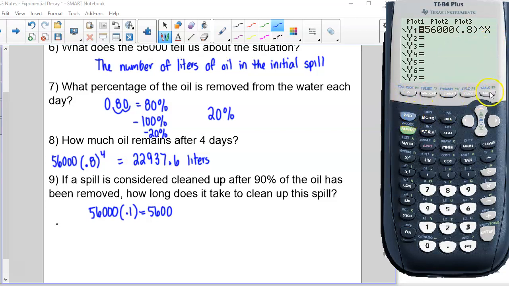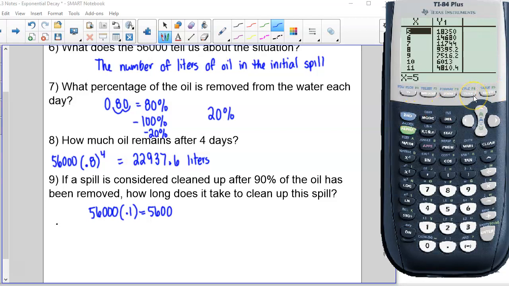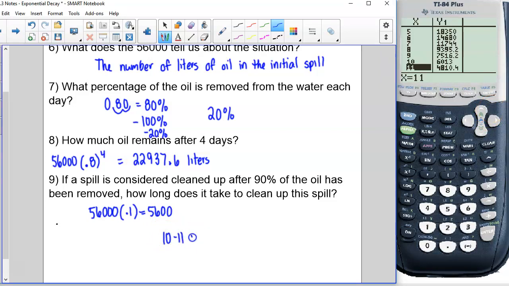Now we go to second graph, which is table. Okay? I want everybody to figure out when this is going to happen. 5,600. I think I see it here. Okay? So 10 to 11 days. So the workers would need to be there 10 to 11 days cleaning that up. Maybe 11 just to be safe.